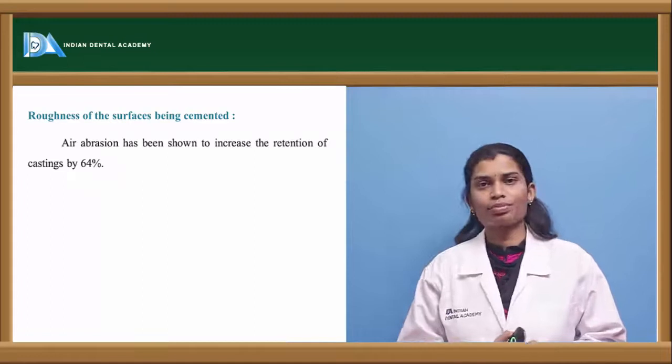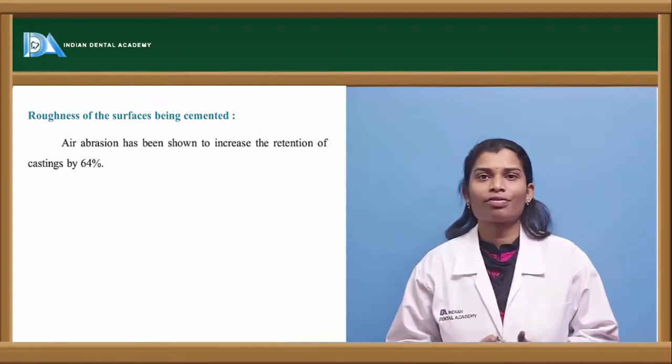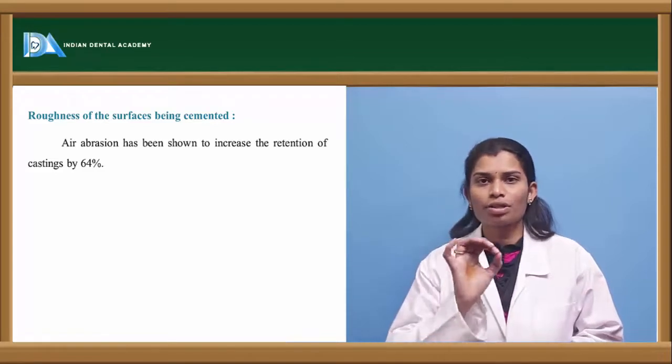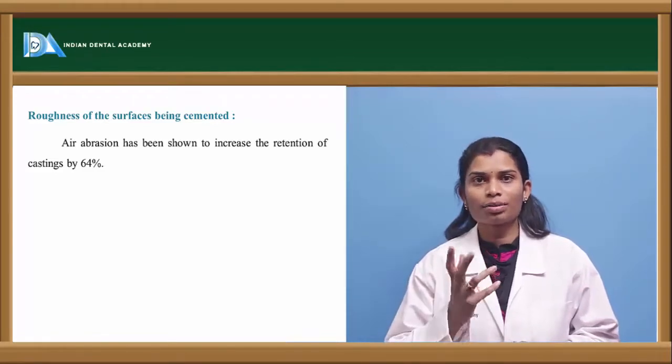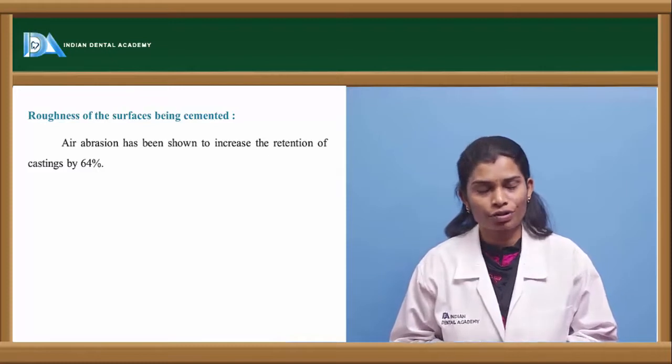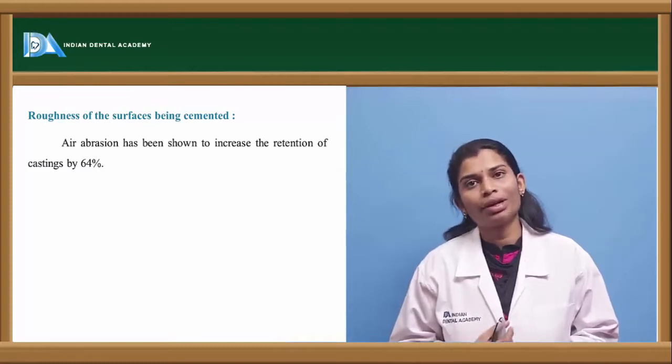Roughness of surfaces being cemented. This roughness includes, you can actually sandblast your restoration, which will cause small roughnesses in the cementing surface or the bonding surface of the restoration, which might actually improve the retention.